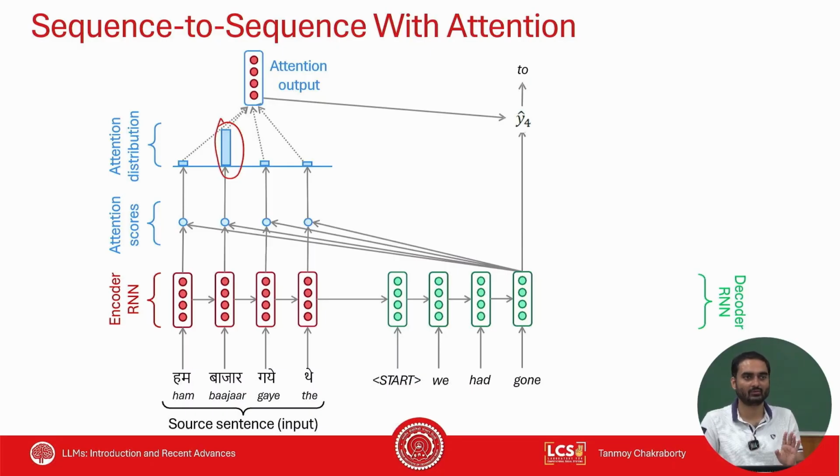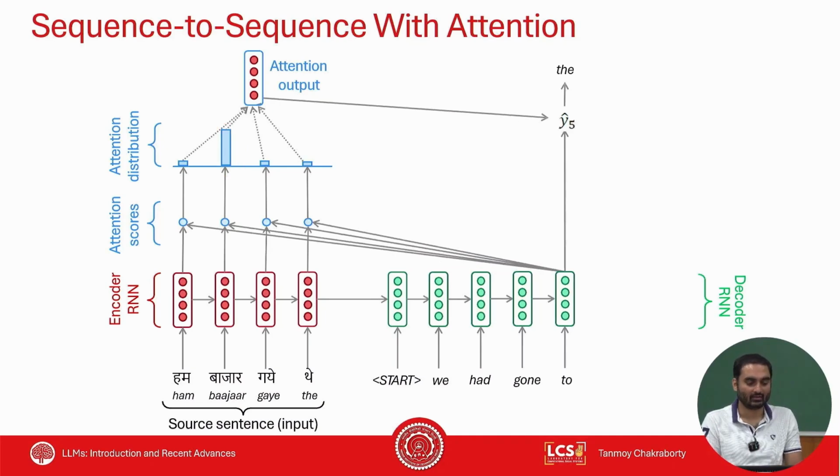This is clear? There is no bottleneck problem here. Why there is no bottleneck problem? Now we have a shortcut from every decoder state to all the encoder states. Every decoder state can access all the encoder states. Clear?